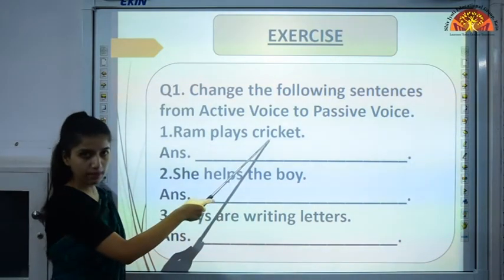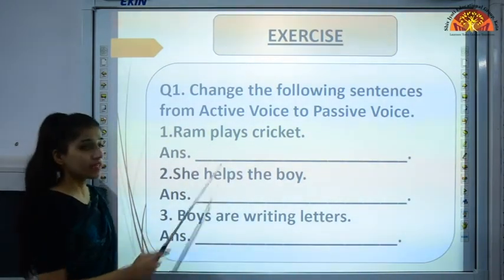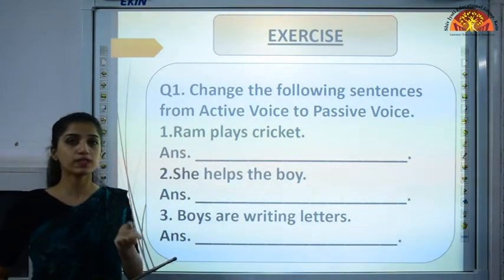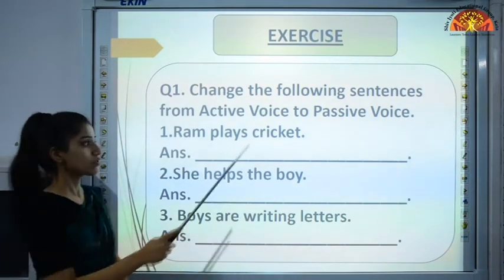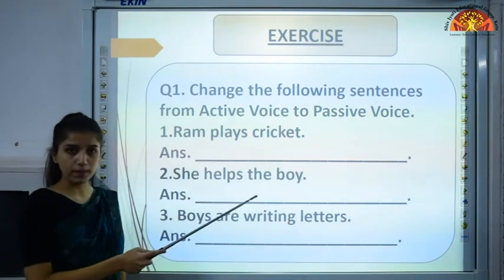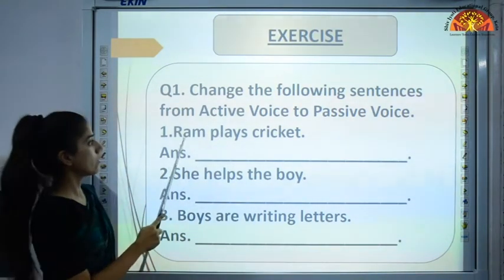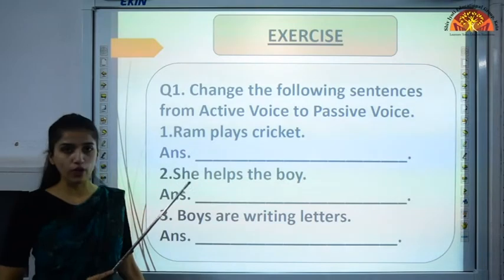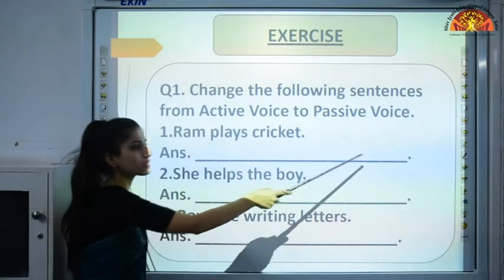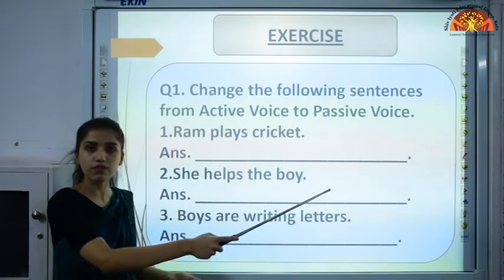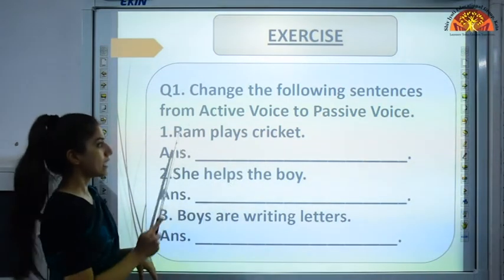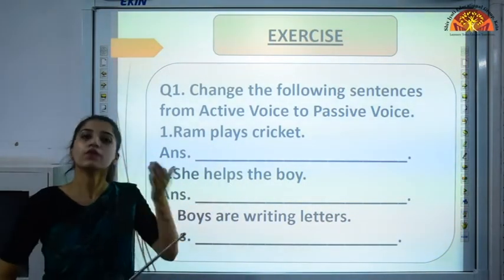First the object will come, that is cricket. Then, we are talking about a singular object, so what we will be using is or are, is. So cricket is, third form of the verb play, that is played by Ram, because we are not using any pronoun over here. If the name is there in the subject place, then in the passive voice that name will only come over there. So cricket is played by Ram.